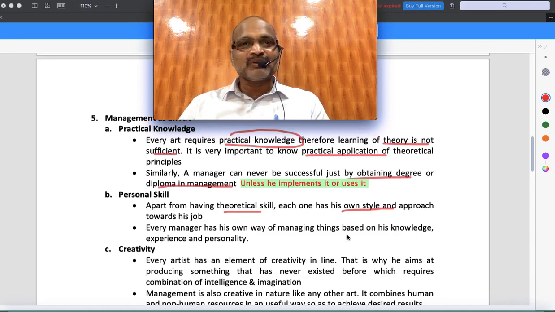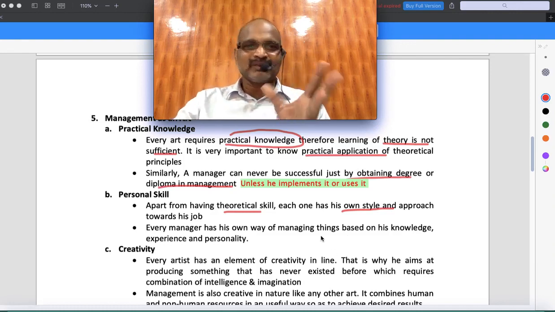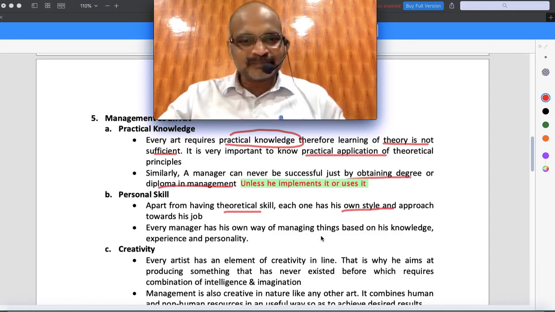So everybody should also know how to handle people. It's not about having, see how many CAs are there and how many CAs are actually successful. How many CMAs are there? How many CMAs are actually successful? Why have only a few people become so rich? Why are few people still earning only 30,000-40,000 salary? That means some people, apart from having professional skill, also have personal skill. Every manager will have a different style of doing things, right?